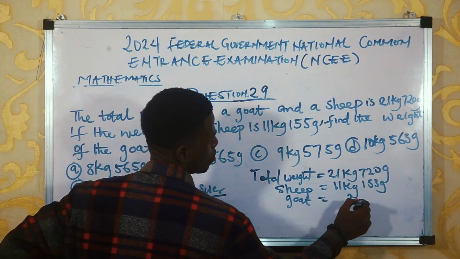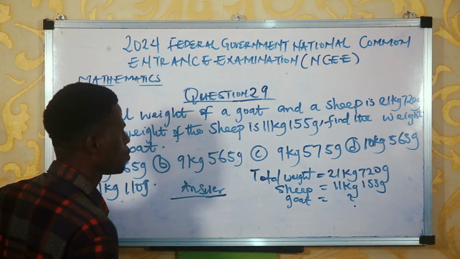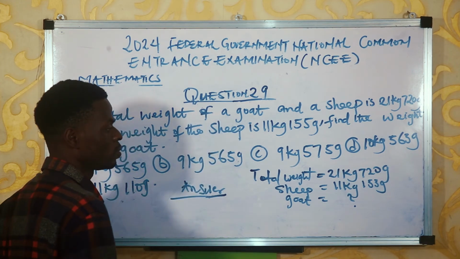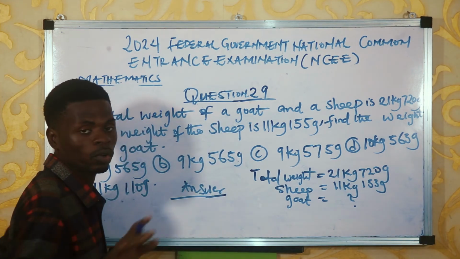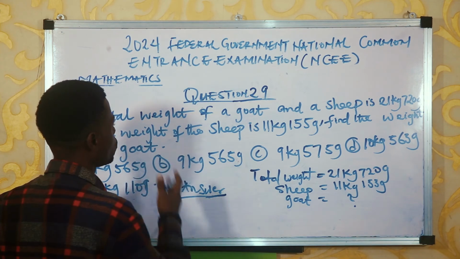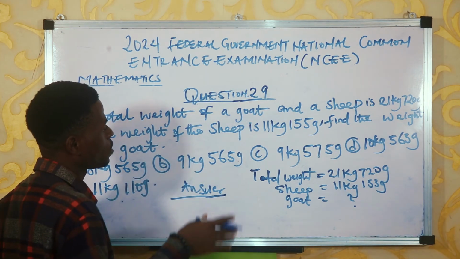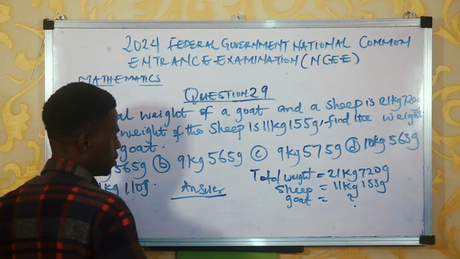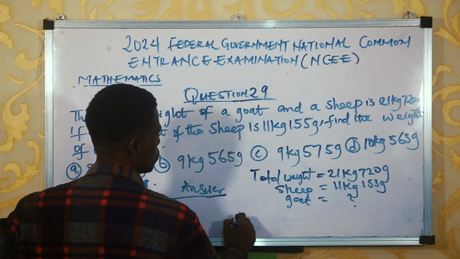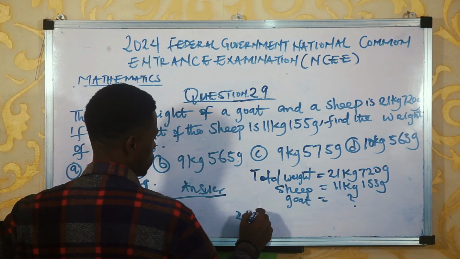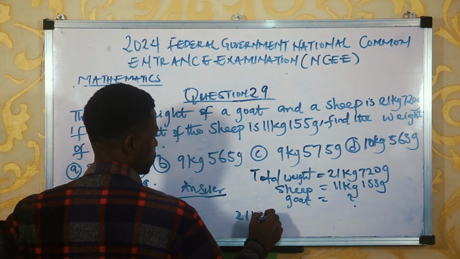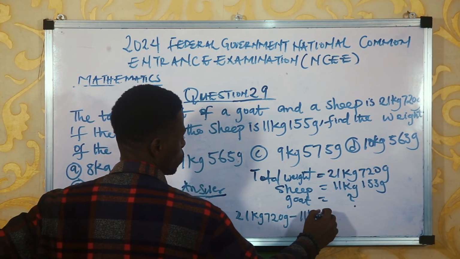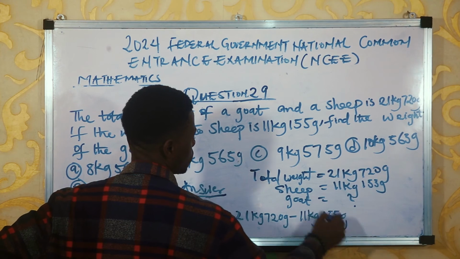For us to get the weight of the goat, we have to subtract the weight of the sheep from the total weight of the goat and the sheep. So in this place, the total weight is 21 kilogram, 720 gram minus 11 kilogram, 155 gram.